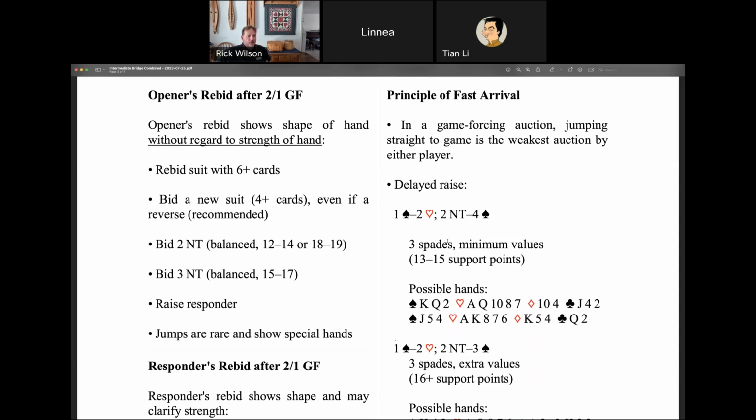We can also choose to raise responder. And if we do a jump, we don't usually do jumps unless it's to a new suit, in which case it would be a splinter bid.